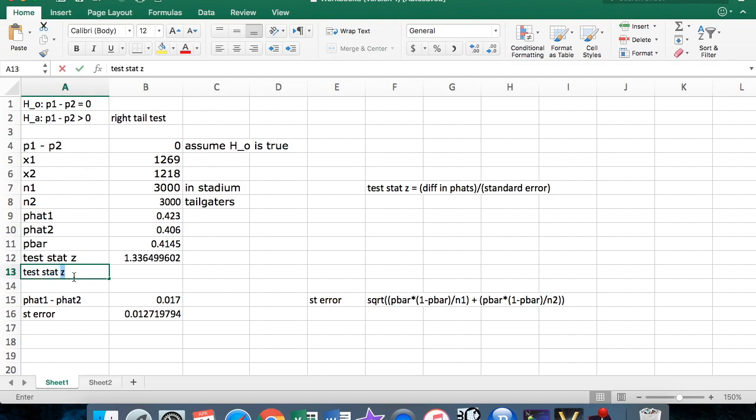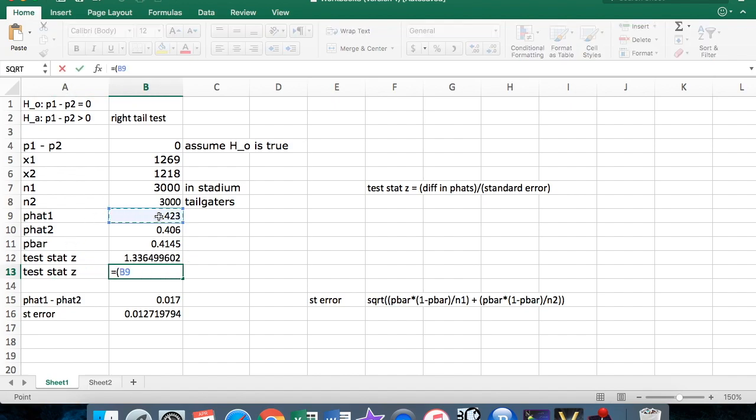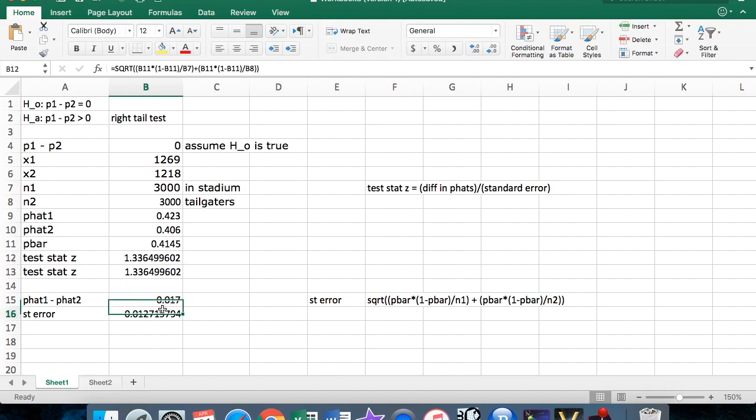Or if you're someone who has the whole formula memorized, just go ahead and do it again. So test stat z, just go your p hat 1 minus p hat 2 divided by the square root of p bar times 1 minus p bar divided by n1 plus p bar times 1 minus p bar divided by n2. Okay, and see, we get the exact same thing. So you can do it either way. If you know to use that shortcut, you can do it, but in case you need to do the whole thing over, go ahead and do it. It's fine. Okay, so we have that.